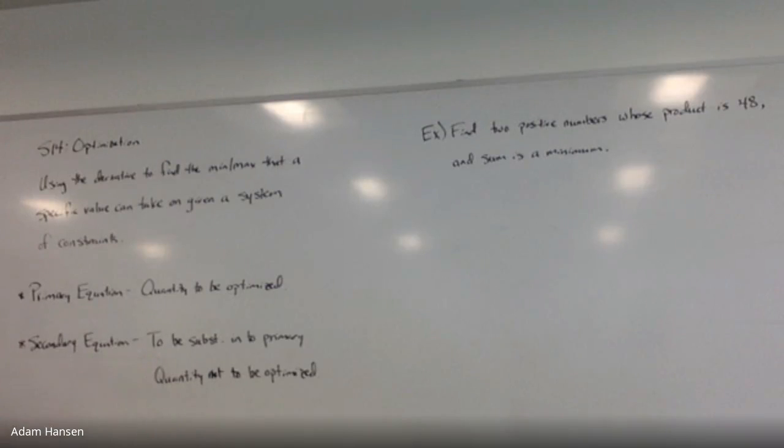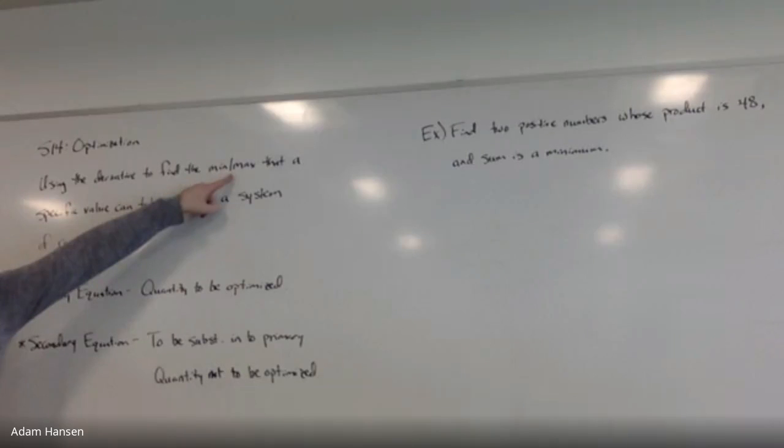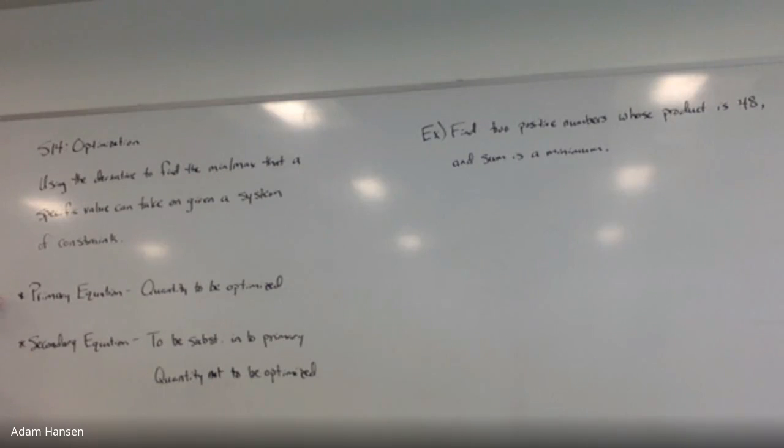Primary equation: what I want to optimize. Secondary equation: to be substituted into the primary equation. It is some other constraint that I don't need to find the maximum or minimum value of. We're going to use the derivative to find the minimum or maximum value of our primary equation.